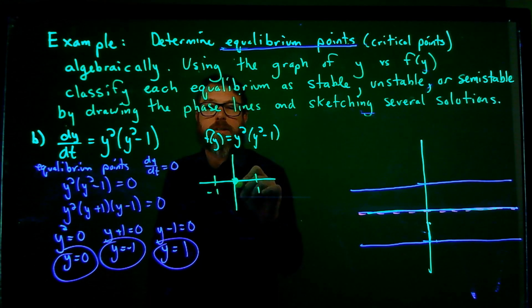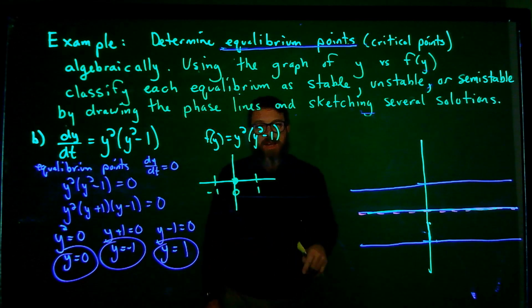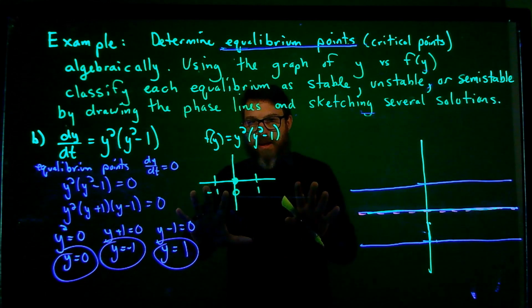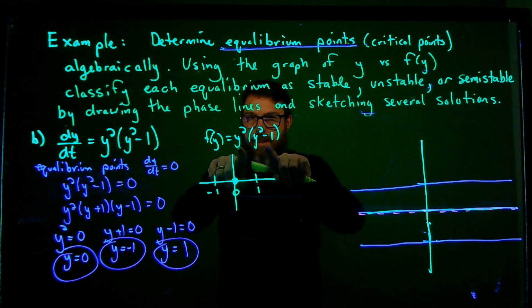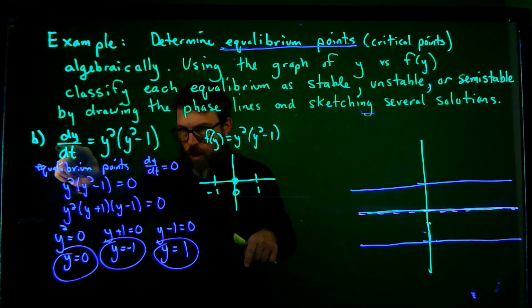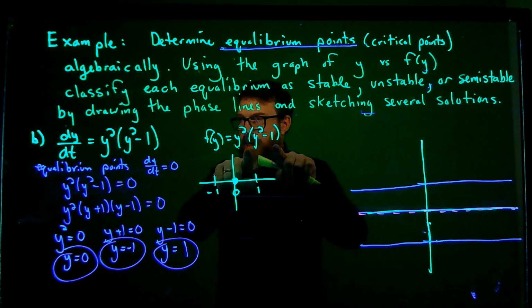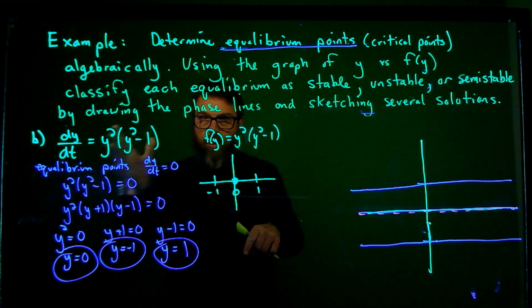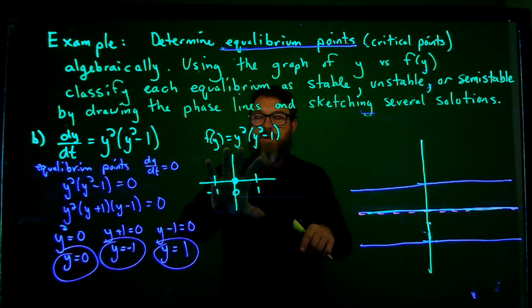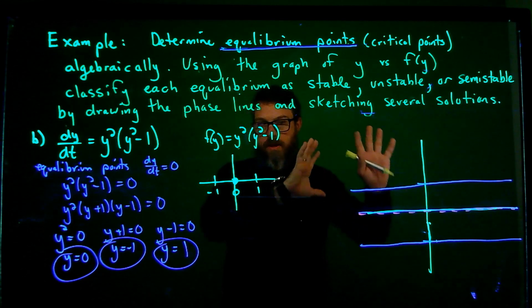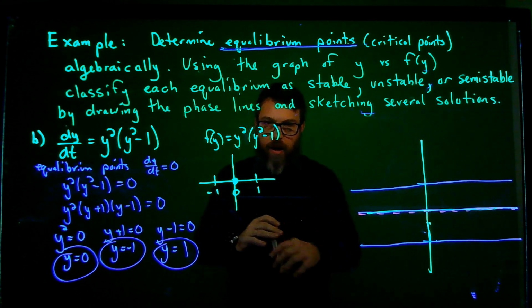I know it seems strange, students don't like this, but what I'm trying to do is, when this thing is positive, that means the slope is going to be positive. When this thing is negative, that means the slope is going to be negative. So I can use this graph to estimate the slopes over here. That's what we're trying to pull off.